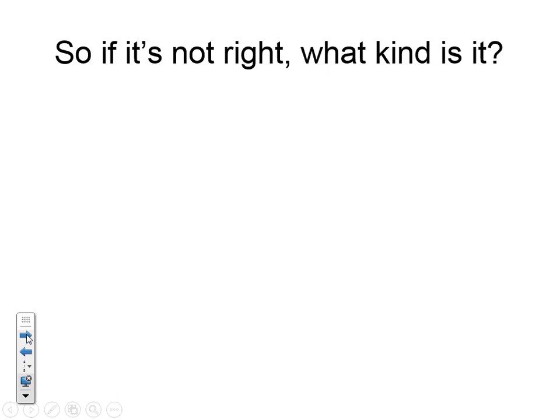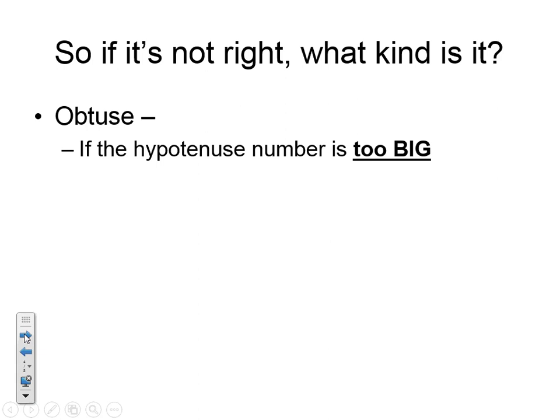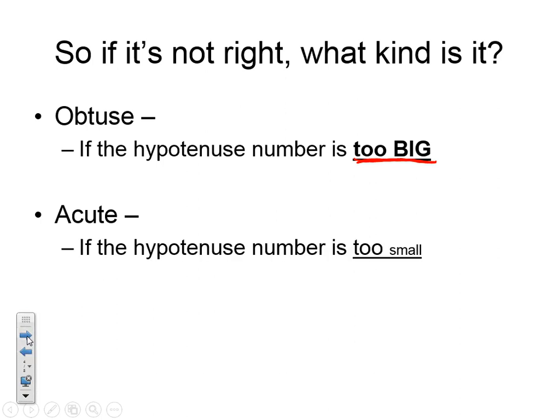Now we're going to talk about what happens if it's an obtuse triangle. Well, if it's an obtuse triangle, the hypotenuse is going to have the bigger number. So that's really important. Make sure we have this written down. Now, if it's an acute triangle, the hypotenuse is going to have a smaller number. So make sure we have both of these written down. It's very important. Now we're going to do 4 examples and we'll be all done.